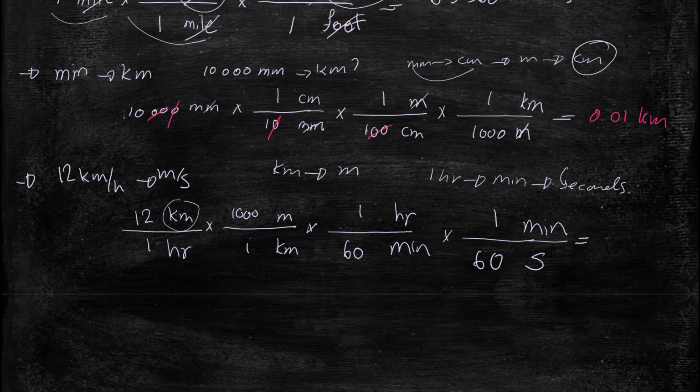So what's going to happen here is that I'm going to cancel out kilometers by kilometers, minute by minute, and hour by hour. If I multiply 12 by 1,000, then divide by 60 and divide by 60 one more time, I will have 3.33 meters per second. So 12 kilometers per hour is equal to 3.33 meters per second.